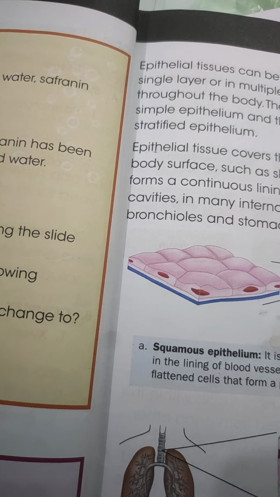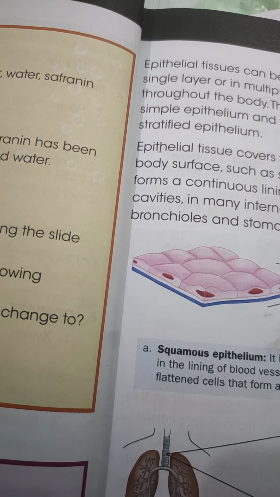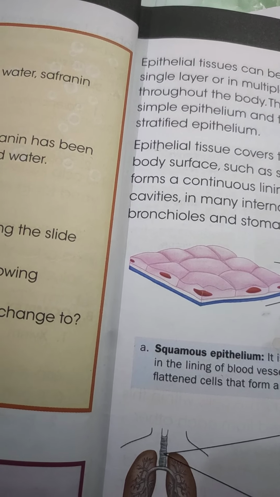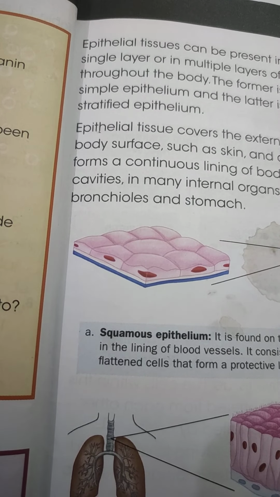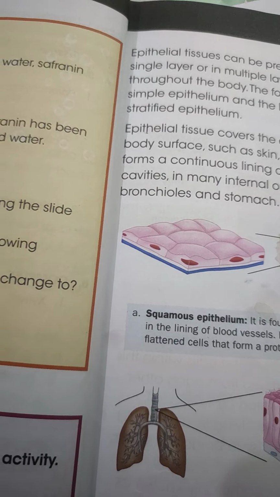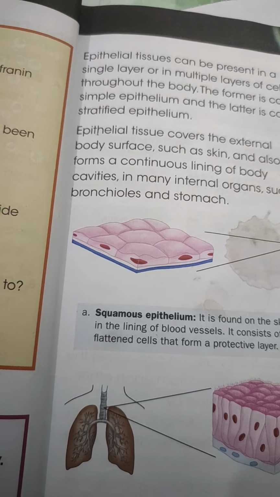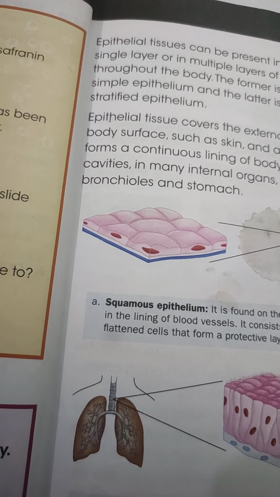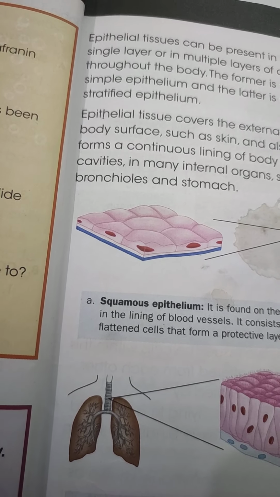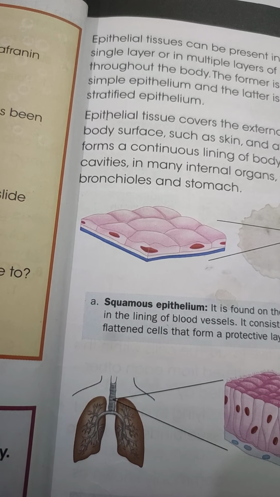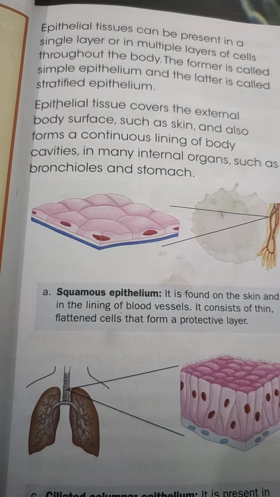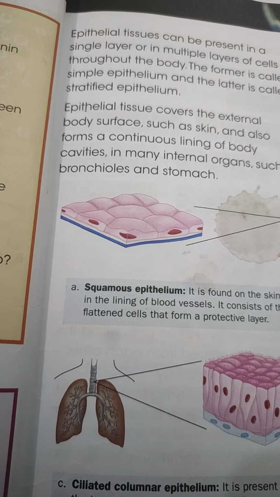Exchange of material also occurs through the epithelial lining, as we know that gases are exchanged in the alveoli. Oxygen and carbon dioxide are exchanged with the blood. That is actually the epithelium of the alveoli, the epithelial cells of the alveoli, where the exchange of gases occurs.